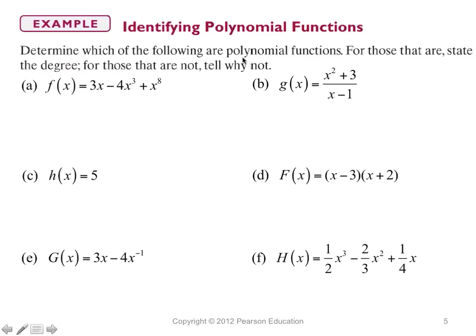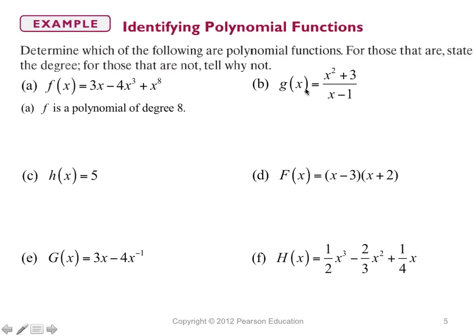So we want to just take a look at these and decide if these are polynomial functions or not. And then for those that are, we want to go ahead and state the degree. And for those that aren't, we want to tell why not. So if we look at question A here, we have f of x equals 3x minus 4x cubed plus x to the 8th. So this has x to positive powers. We have the 8th power, the 3rd power, and the 1st power. And we have nice numbers here, 3, 4, and 1. So this is a polynomial, and the degree is always going to be the highest power that's attached to x. So the highest power that we have attached to an x is the 8th power. So that means that the degree is 8.